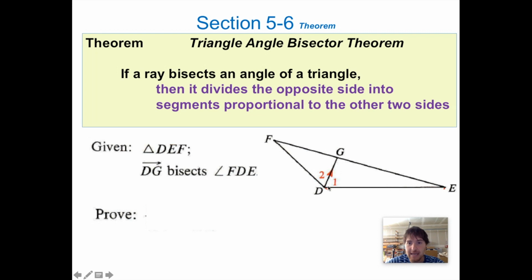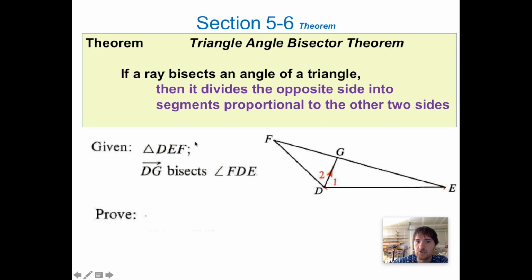Here we have triangle DEF, right? DG is bisecting angle FDE, okay? So angle D in DEF. So this is angle FDE. And here we have angle 1, angle 2. What is it we're going to have to prove, okay? If a ray bisects an angle of a triangle, so here's all of our given premises, right? If a ray, this ray DG bisects angle FDE, that's in that triangle right here. So we've said it all.